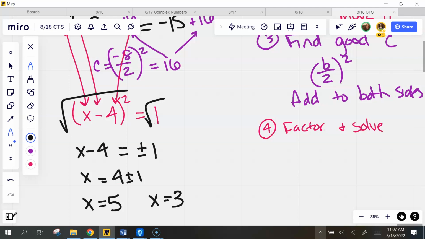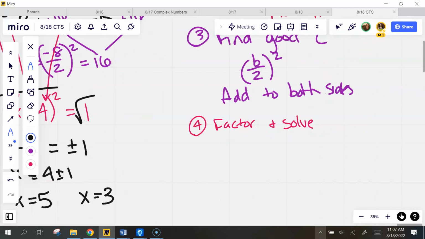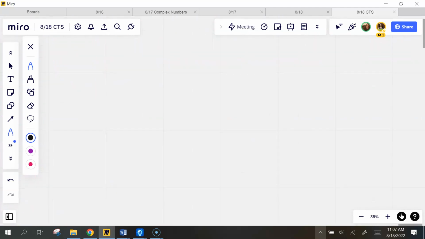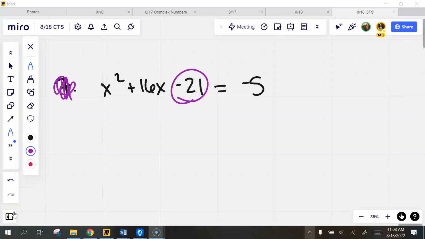Let's run through another one. This is hard. I told y'all this was hard. We're still gonna do it. Doesn't work. What doesn't work about it? It's not even a perfect square. If it's not a perfect square, don't even go any further.